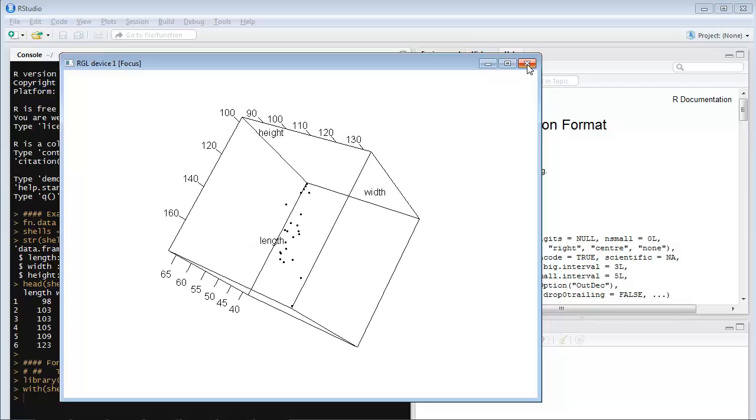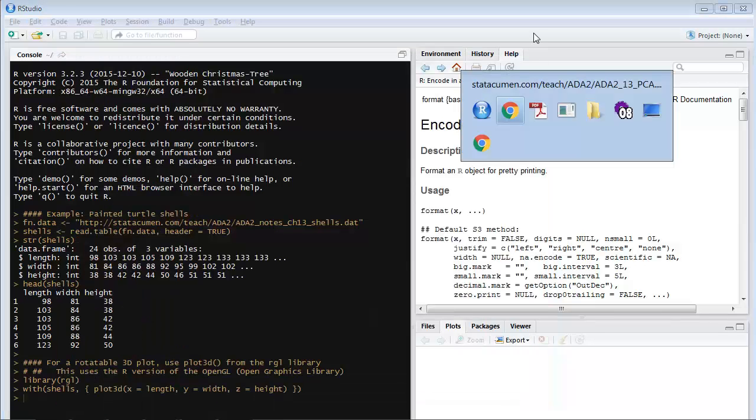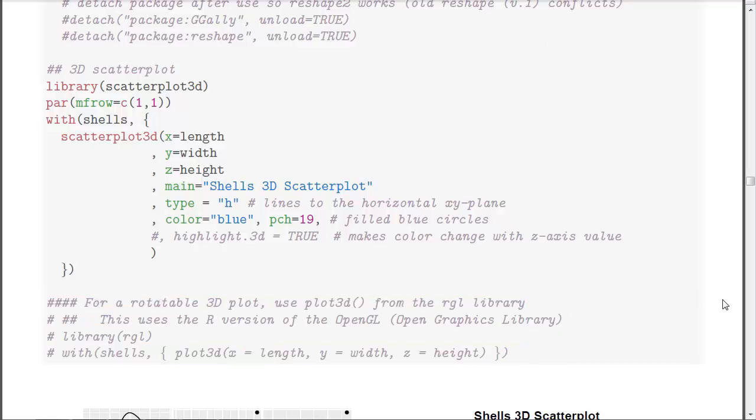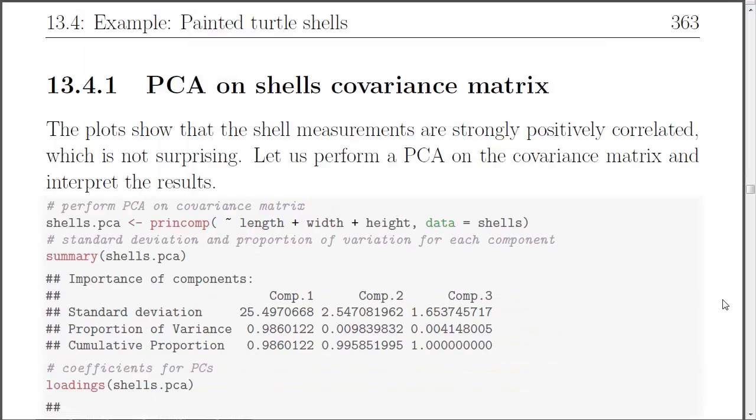Anyway, play with this if you like. It's too easy to sort of get captivated by moving all those points around. So go back here. All right, how do we produce those plots?